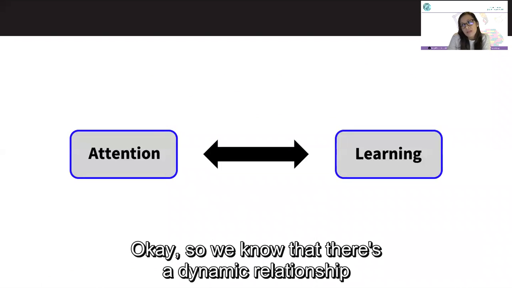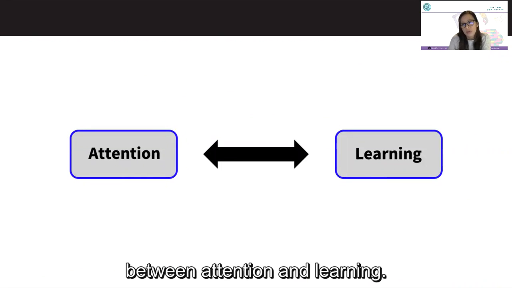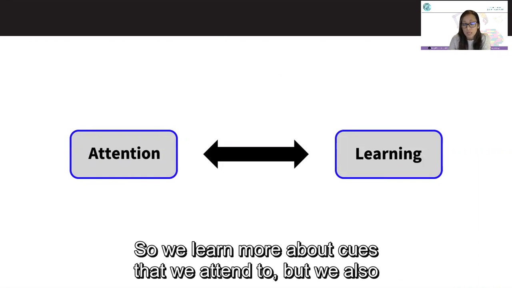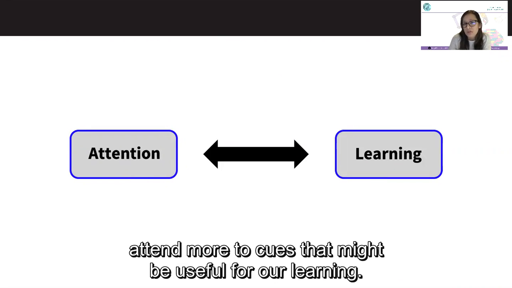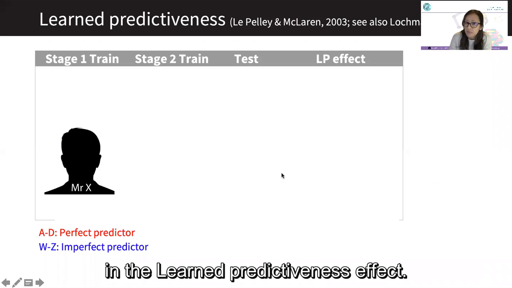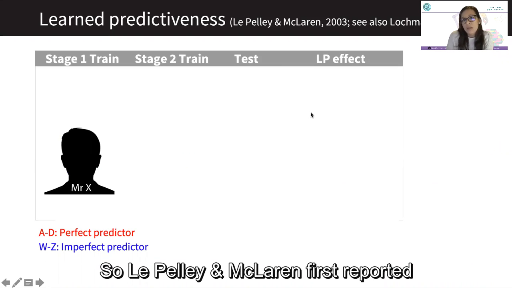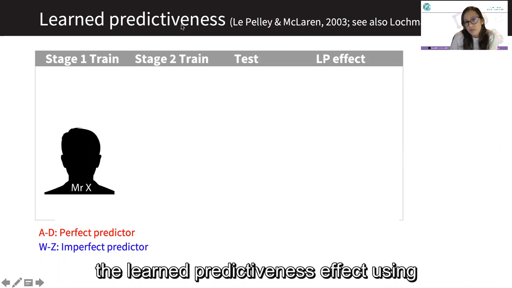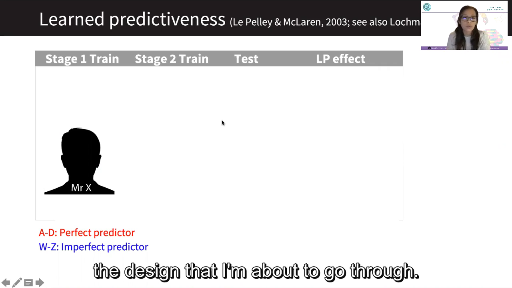Okay, so we know that there's a dynamic relationship between attention and learning. So we learn more about cues that we attend to, but we also attend more to cues that might be useful for our learning. So this reciprocal relationship is exemplified in the learned predictiveness effect. So Pelley and McLaren first reported the learned predictiveness effect using the design that I'm about to go through.